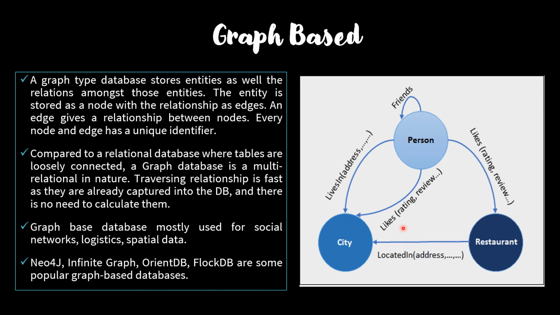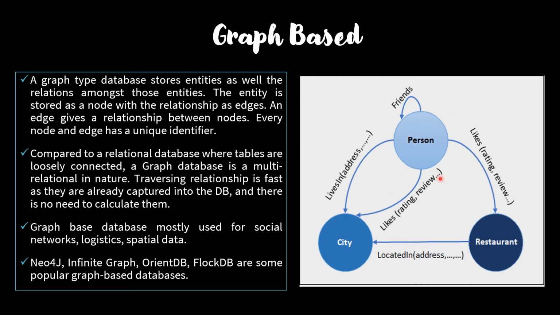Every node and edge has a unique identifier. Compared to a relational database where tables are loosely connected, a graph database is multi-relational in nature. Traversing relationships is fast as they are already captured in the database, and there is no need to calculate them. So there is no calculation involved.